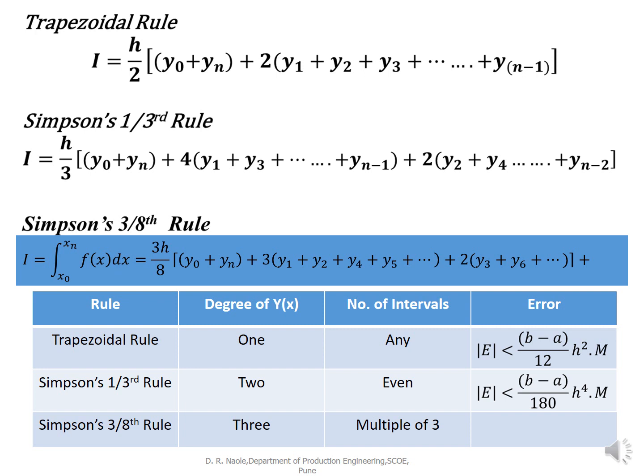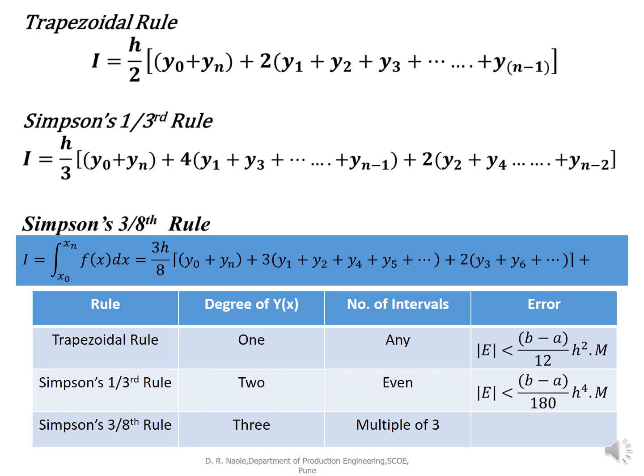Simpson's 3/8 rule: 3 by 8h in the bracket y0 plus yn plus 3 into all the y1 plus y2 plus y4 plus y5, skipping y3, then skipping y6, y7 plus y8, and so on, plus 2 into y3 plus y6. This is the formula which you need to remember when we are using the formula.